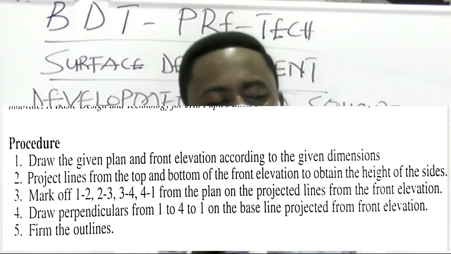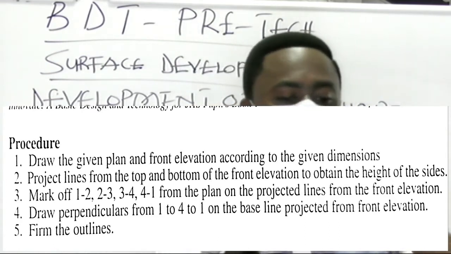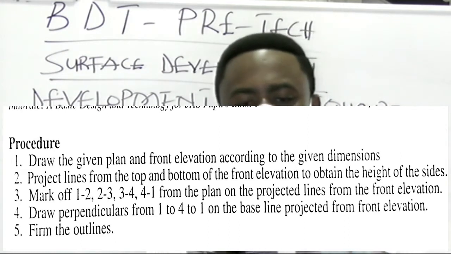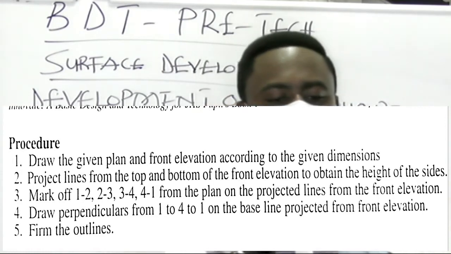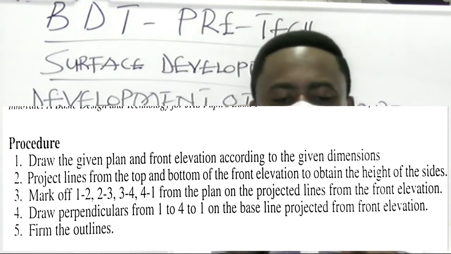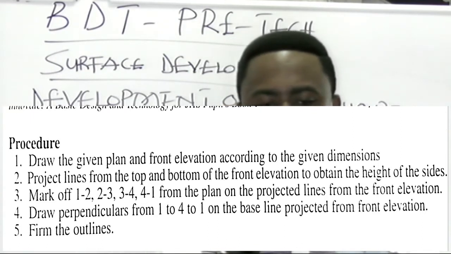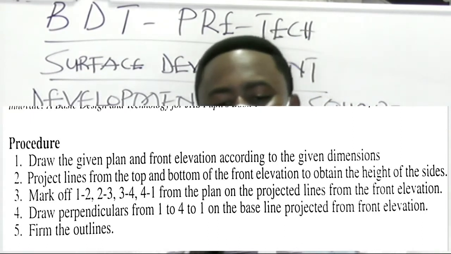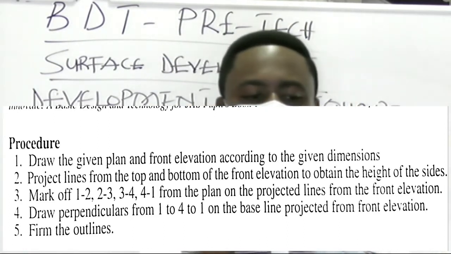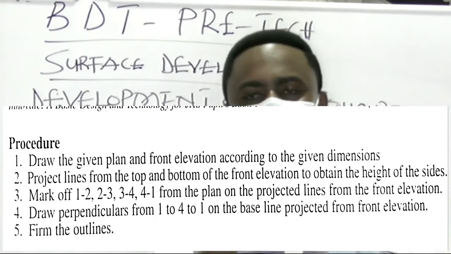Step 3, you mark off 1 to 2, 2 to 3, 3 to 4, and then 4 to 1 from the plan on the projected lines from the front elevation. Then step 4, you draw perpendiculars from 1 to 4 to 1 on the baseline projected from the front elevation. Then the last step, you firm the outline.